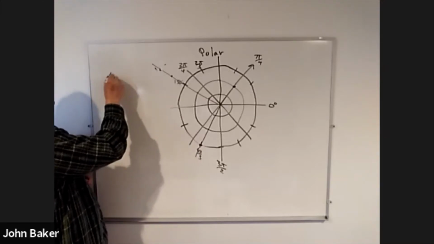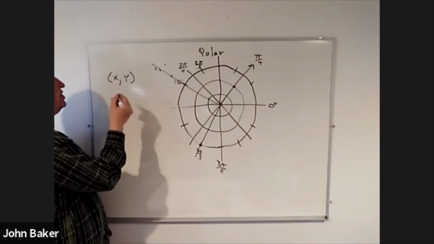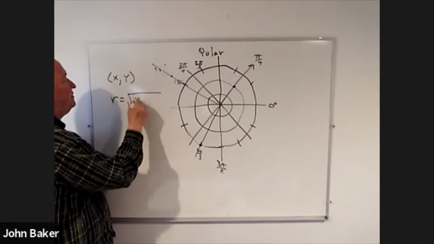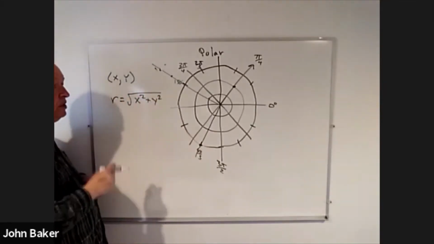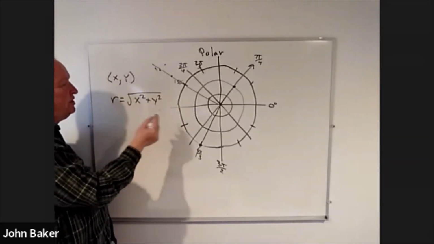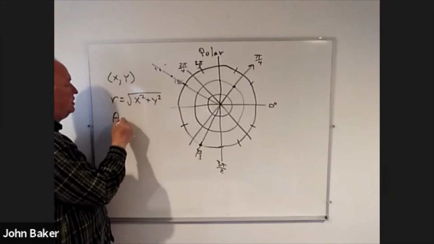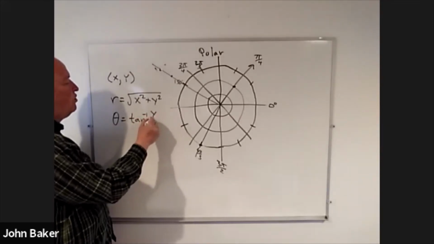If I have the point x, y, the radius is simply found using the Pythagorean theorem. You should remember this from when we did basic trigonometry and using the unit circle. And the angle is the inverse tangent of y over x.